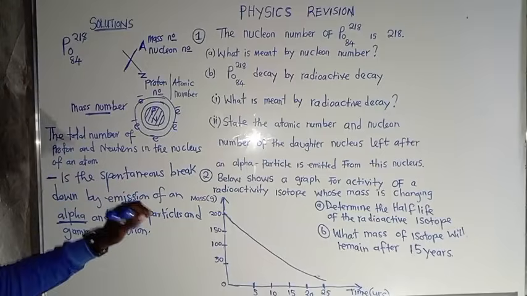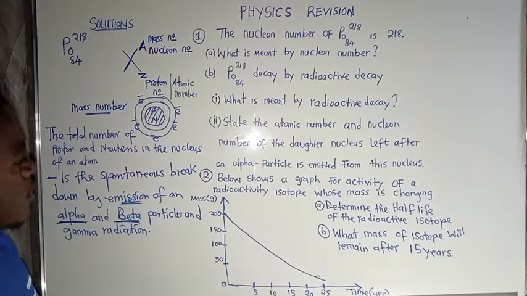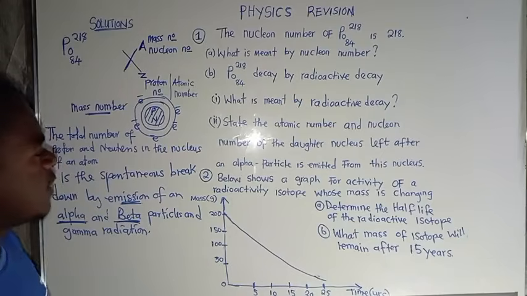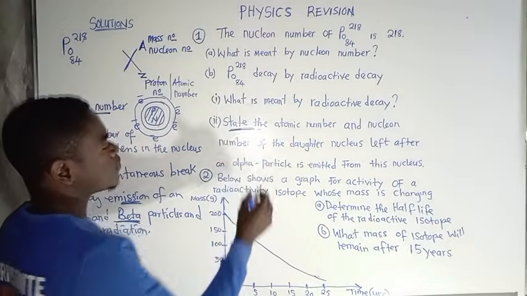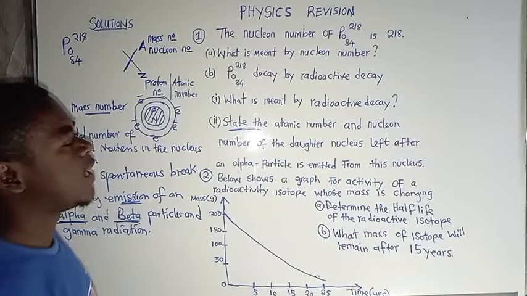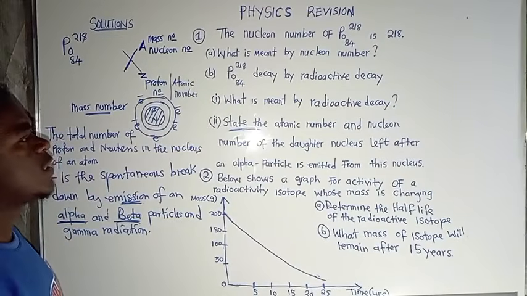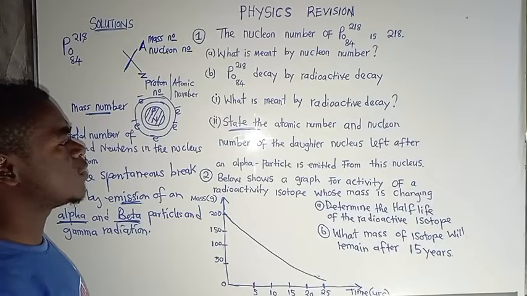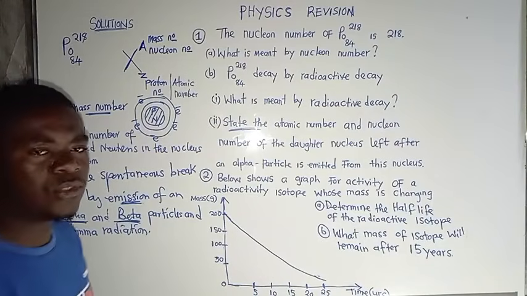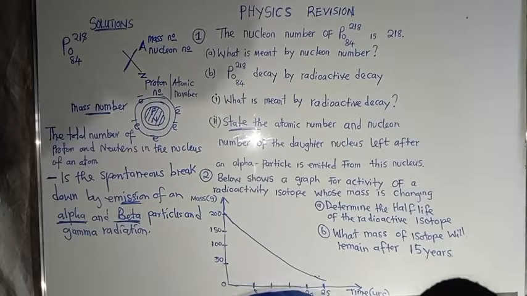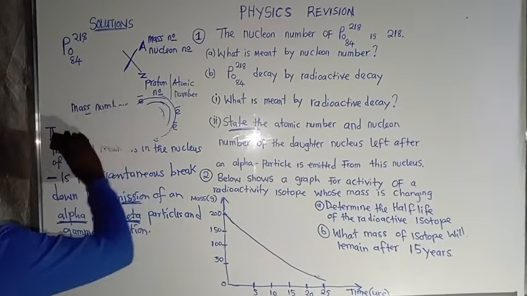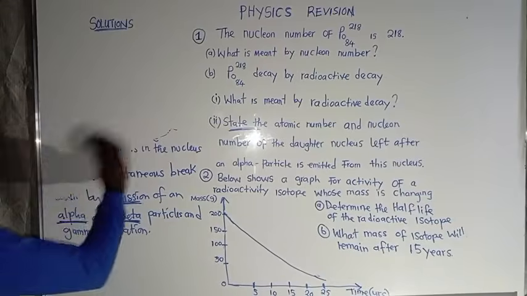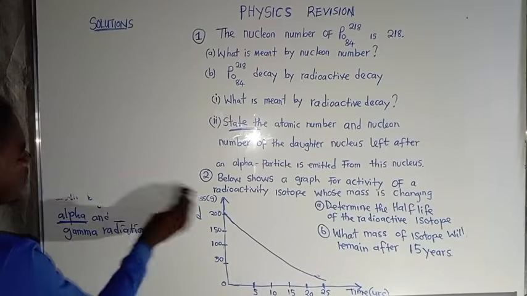Now we go to the next question. State the atomic number and neutron number of the daughter nucleus left after an alpha particle is emitted from this nucleus. This is a wonderful question that you are given. Let me write it here.